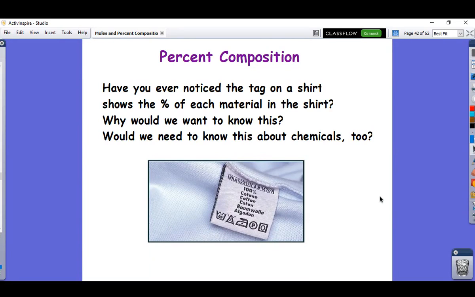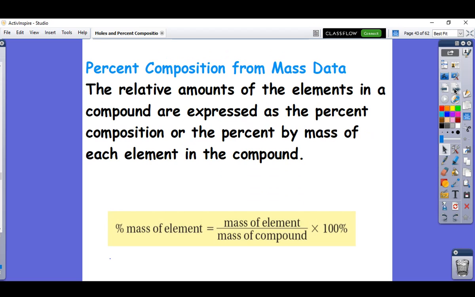Today's lesson is on percent composition. Have you ever noticed the tag on shirts that lets you know this percent is cotton, this percent is polyester? What we're going to do is find the percent of each element in a compound.